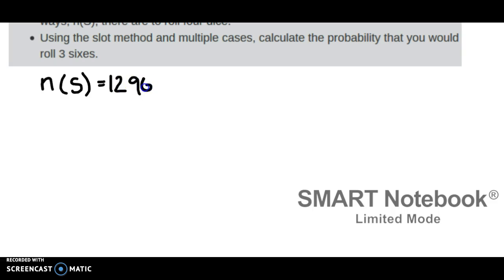Now the tricky part here for figuring out the number of outcomes for our event is that for us to roll 3 sixes, that can happen in different ways. That's why there are different cases. So over here on the right, I'm going to try to build these cases. Let's think of our slots again. So I'm going to draw 4 blanks. For example, we could get 6 on the first one, 6 on the second roll, 6 on the third roll, and then I'm going to put a question mark for something else on the last roll.